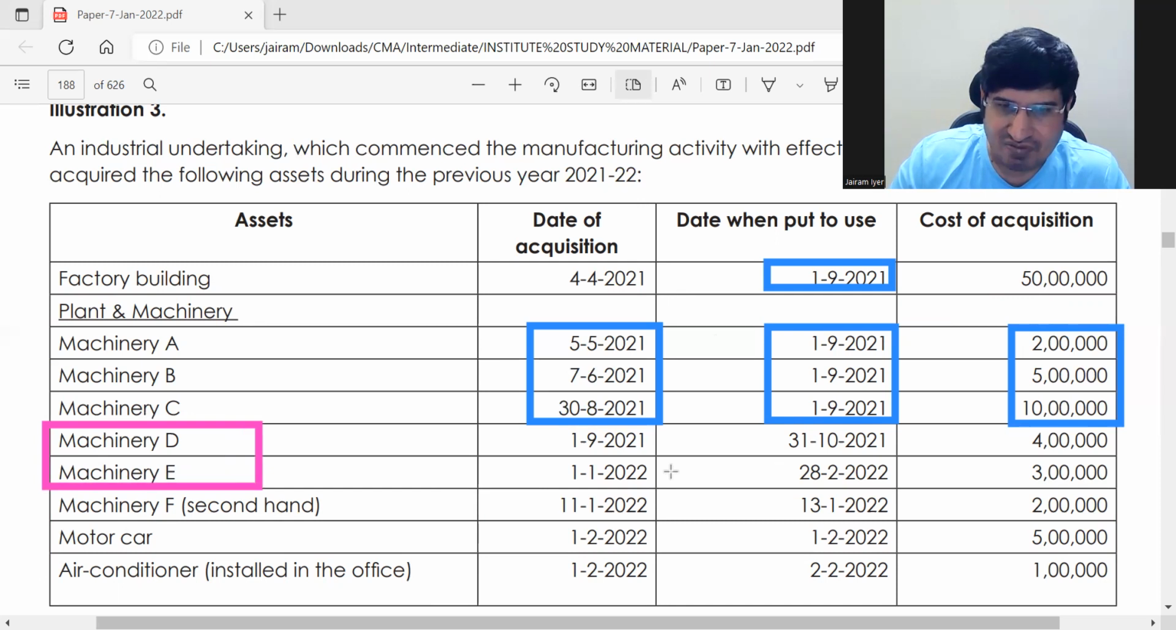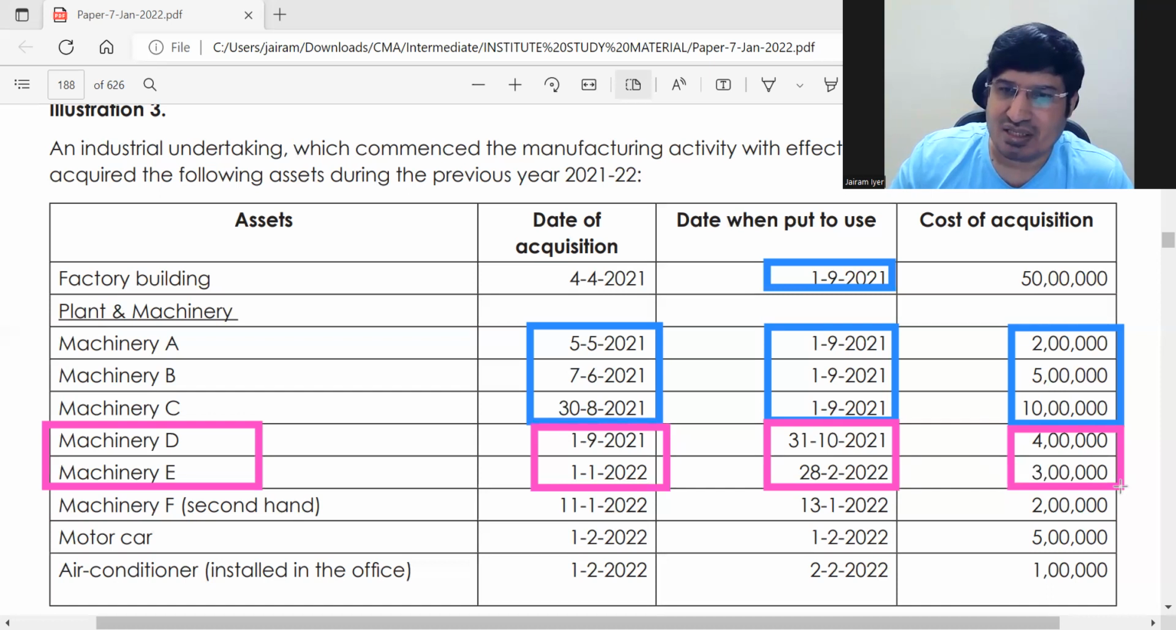Okay, here if you see, these dates are after your 3rd October. Correct? These are after your 3rd October. Right? Of course, after this also. So for these two, we'll give 50% depreciation. These two, 50% depreciation.